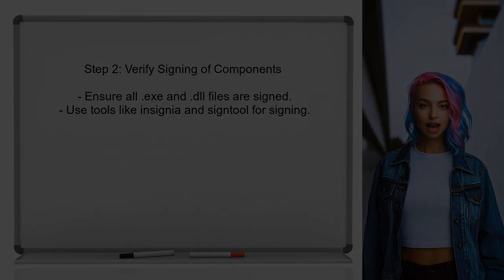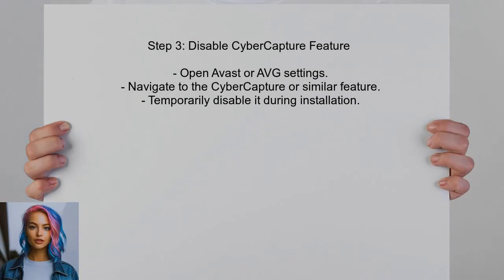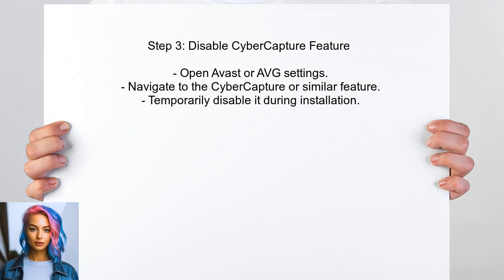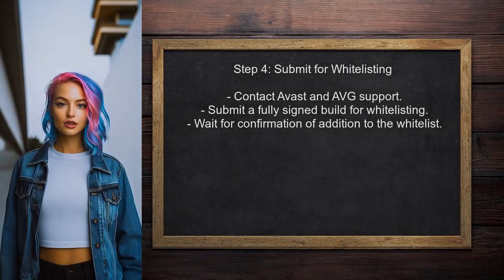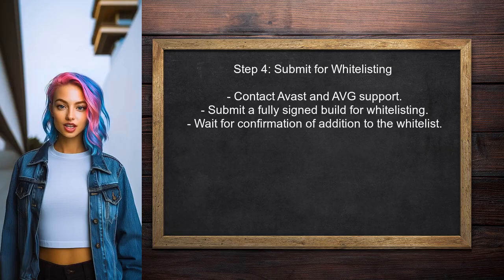While the main installer is signed, any unsigned executables or dynamic link libraries could trigger the antivirus software to block the installation. If the user continues to experience issues, they should consider temporarily disabling the cyber capture feature in Avast or AVG. This feature can delay the installation process by scanning files multiple times. Finally, if the problem persists, the user may need to submit their installer for whitelisting by the antivirus vendors. This can help prevent future blocks during installation.